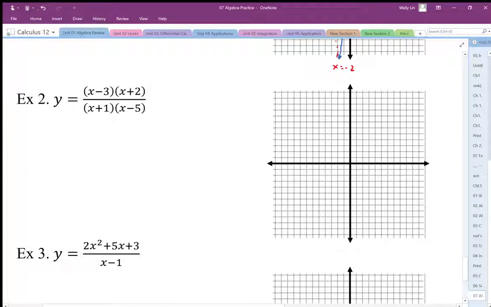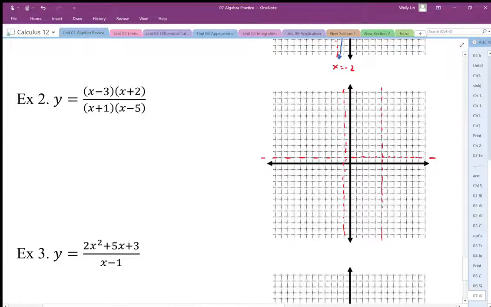Okay, so vertical asymptotes. Vertical asymptotes are going to be at -1 and +5. As x gets large, what's going to happen is these terms are going to become insignificant. So we're going to end up with x squared on top, x squared on bottom. So again, the horizontal asymptote works out to be +1.